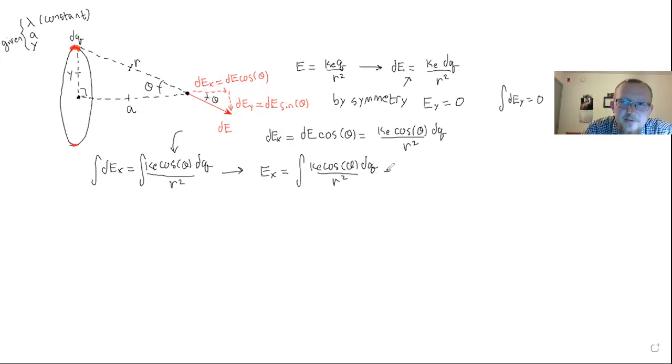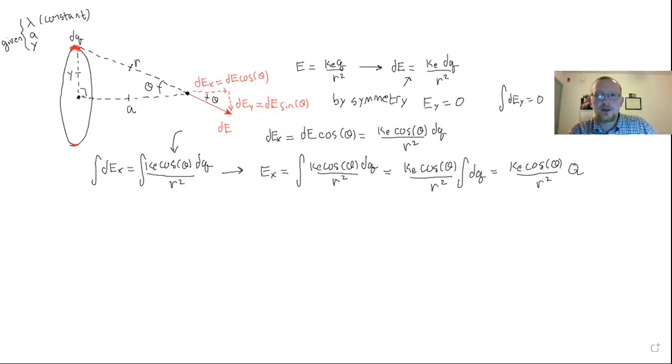And what ends up happening is we can pull out pretty much everything. Ke is a constant, theta isn't dependent on q, r isn't dependent on q. And so this is what we're left with. And once again, the integral of 1 with respect to anything is just that thing. So now we have Coulomb's constant times cosine theta divided by r squared times big Q, where big Q represents the total charge of the system here, the total charge of the charged circle of wire.